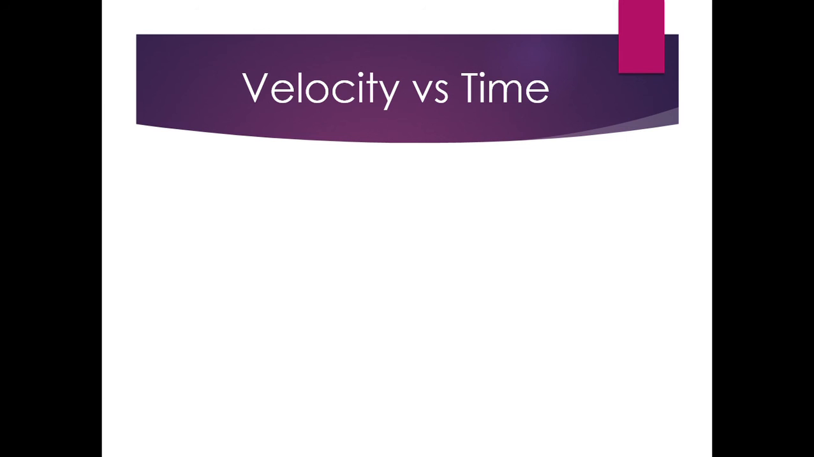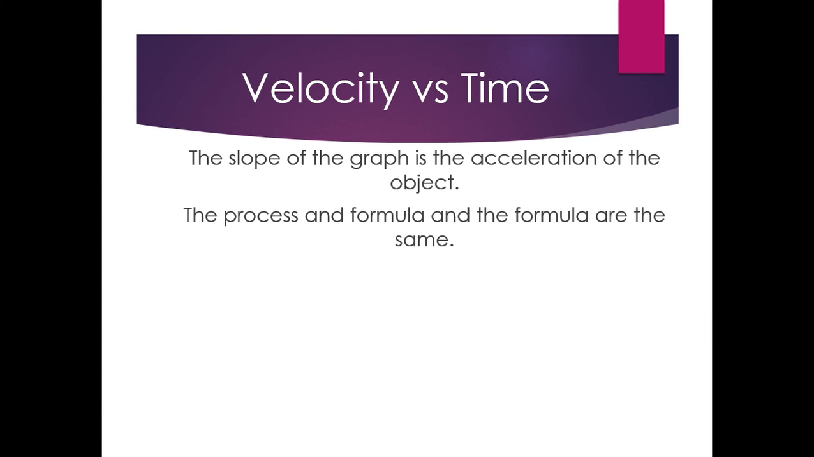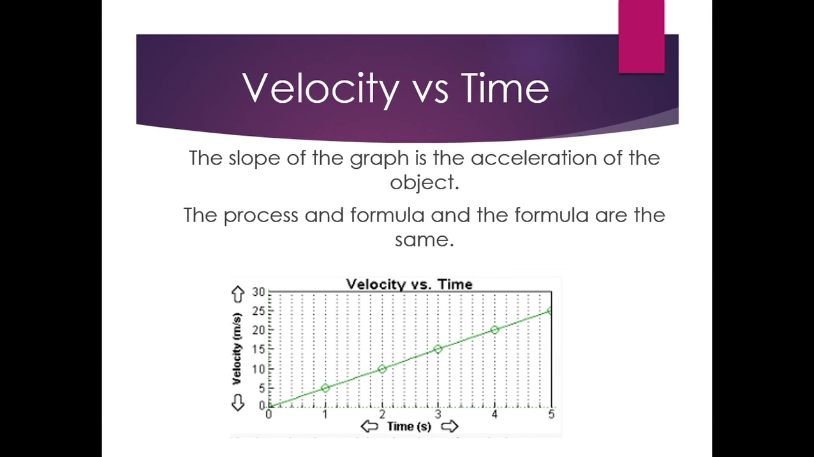Now we're going to go with another one, which is velocity versus time. The slope of the graph is the acceleration of an object. So here we are analyzing acceleration because it's a relationship between velocity and time. The process and formula are basically the same as we specified in the last problem. If we want to find the slope, we can just take the first point that is placed in number 1 and in number 4, and then we can take the information from there in order to calculate the slope.